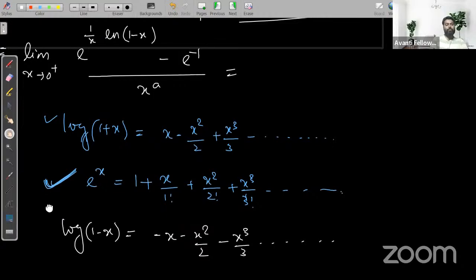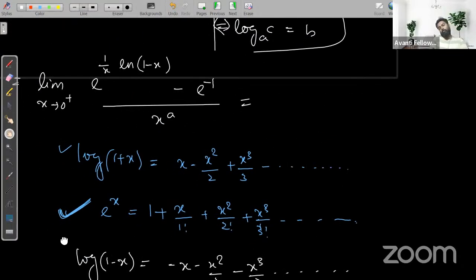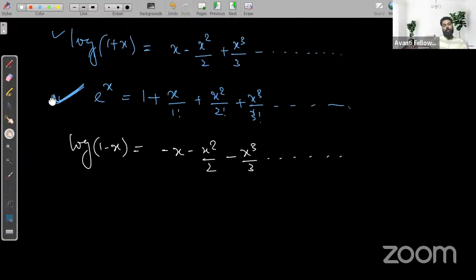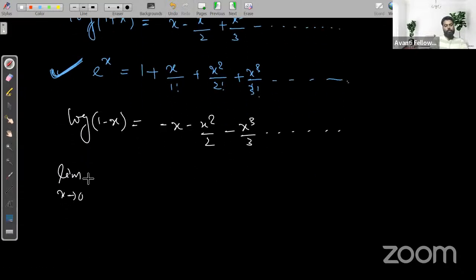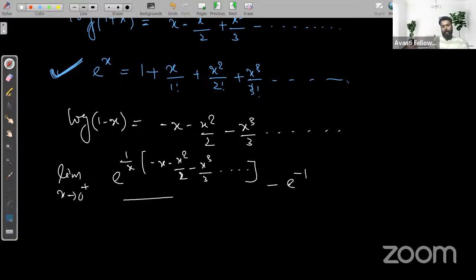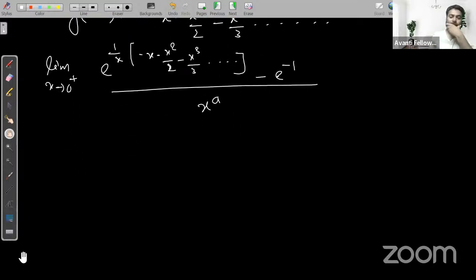So this will be limit x tending to 0 plus, e to the power 1 by x into, in place of ln of 1 minus x, I'm just writing this: minus x minus x square by 2 minus x cube by 3 and so on, minus e to the power minus 1 divided by x to the power a. It is given. Yes or no? Right or wrong? We can write or not? Okay.